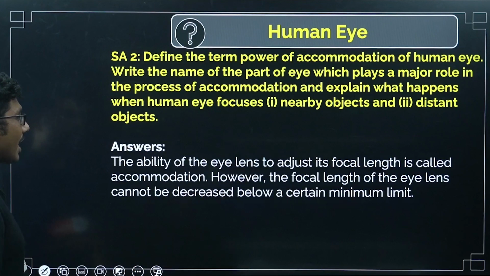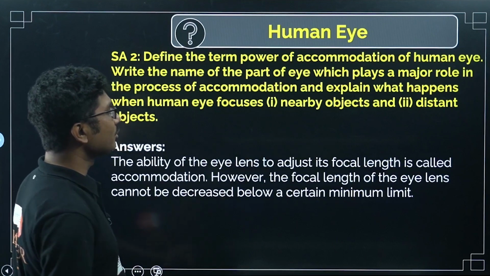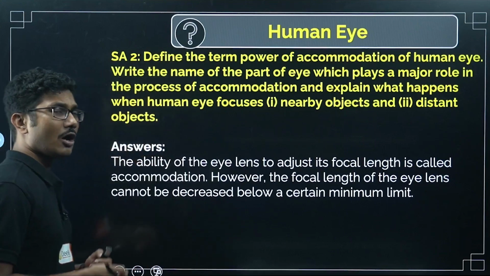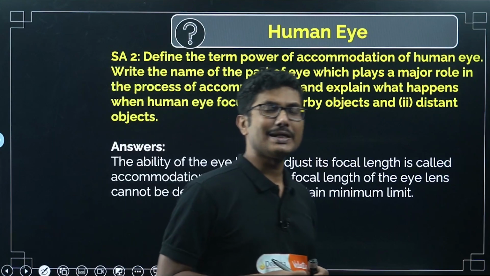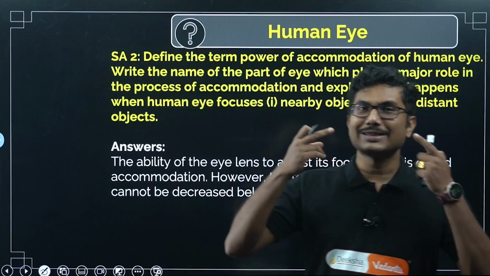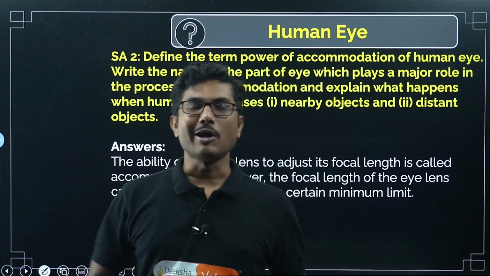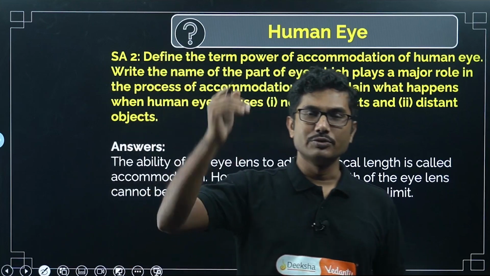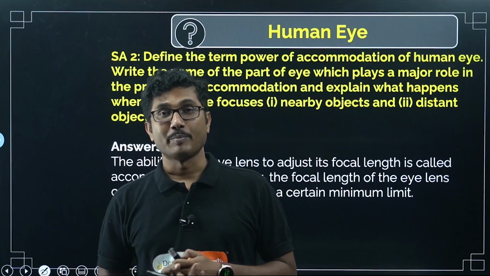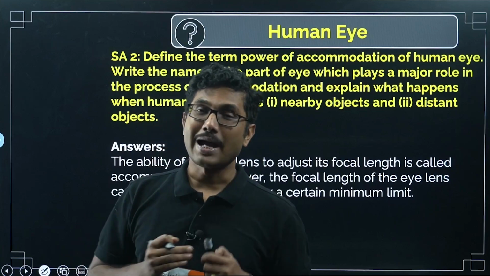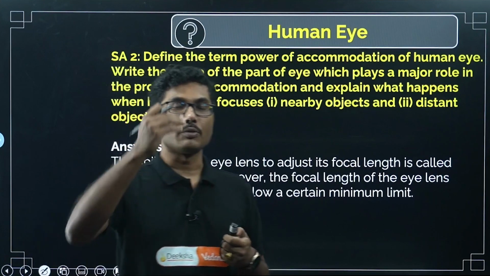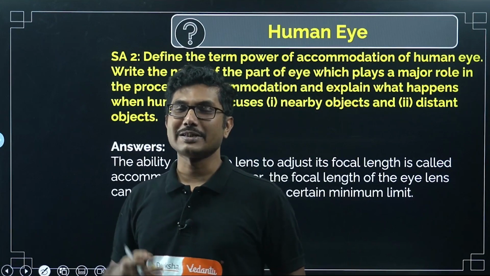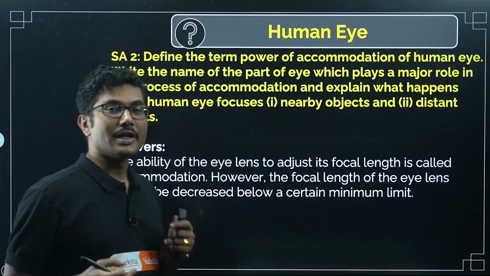Accommodation of the eye is the ability of the eye lens to adjust its focal length. So basically what does it mean? Using our single eye lens, we can see objects which are very far, for example, we can see stars, the moon, the sky. But using the same eye lens, we can read our books, we can watch our TV, we can watch the video that you are currently watching. So using the same eye lens, we can observe different things.